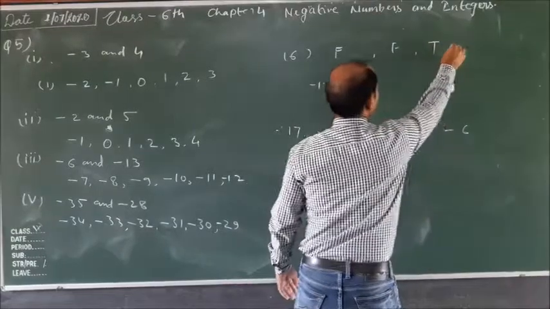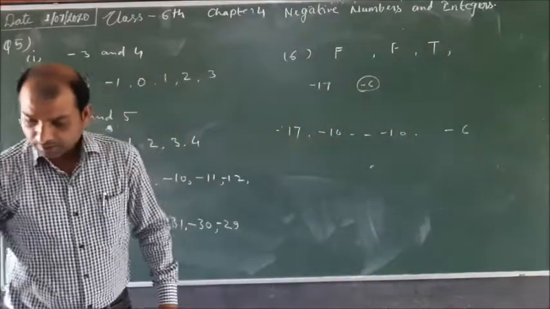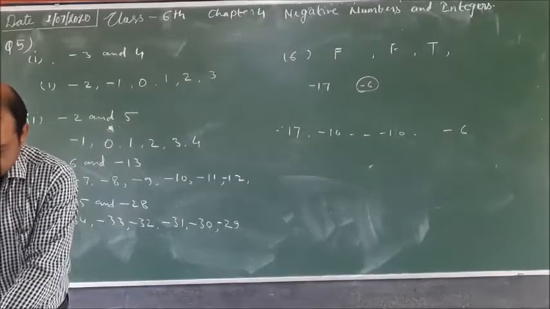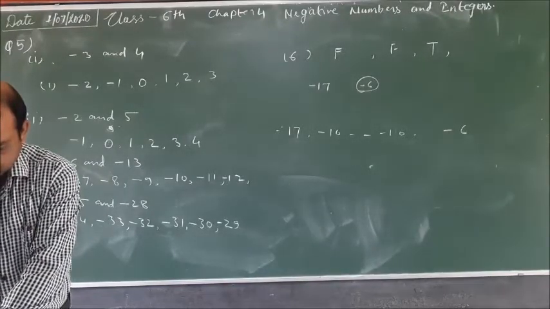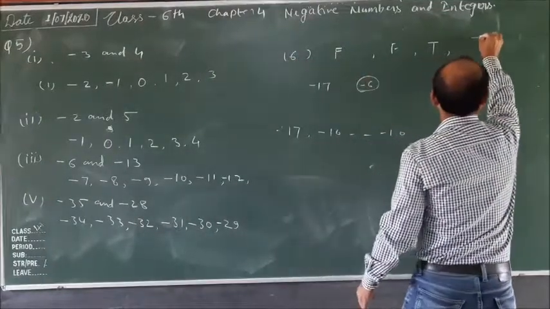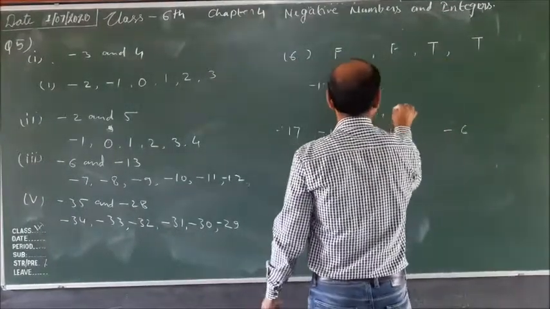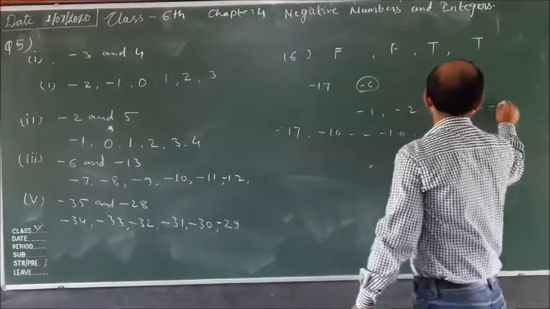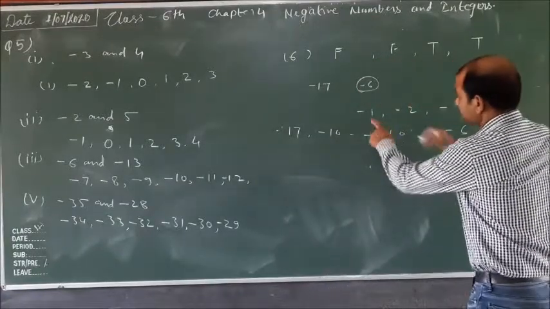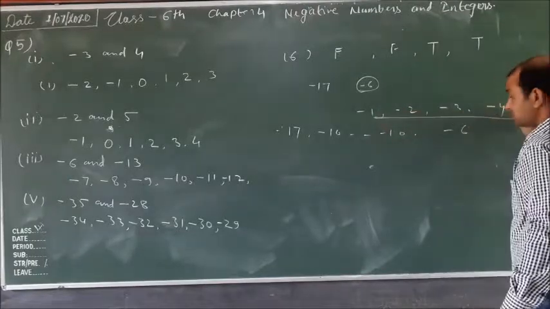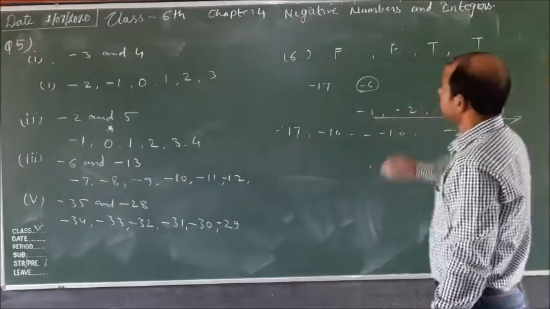Third is true. And the fourth: -1, -2, -4 and -8 are integers ordered from greater to least. Yes, this statement is also true. -1, -2, -3, -4. So we write them in order from greater to least. So this statement is true.